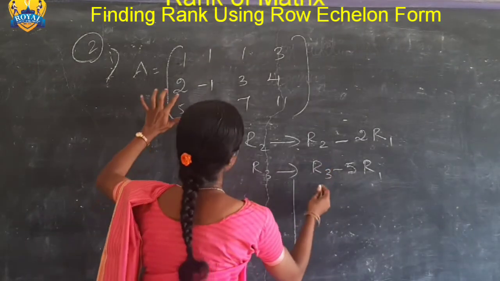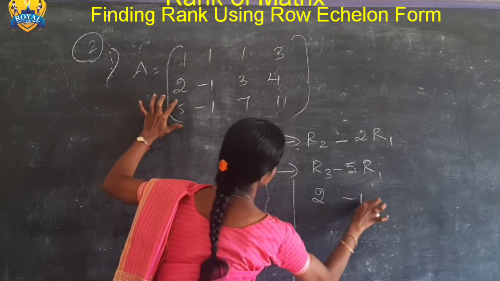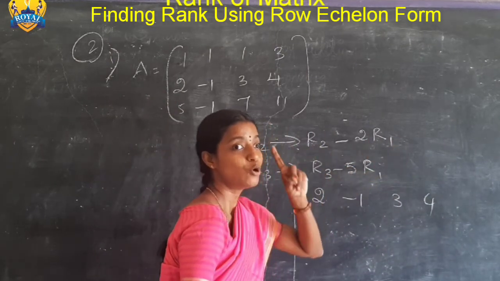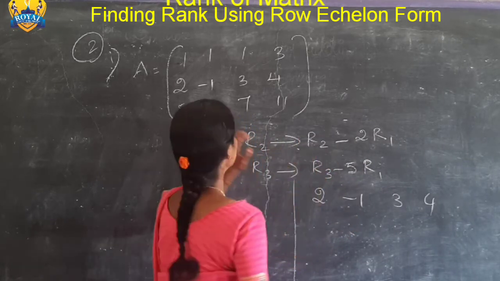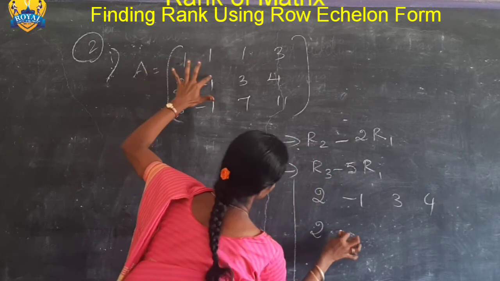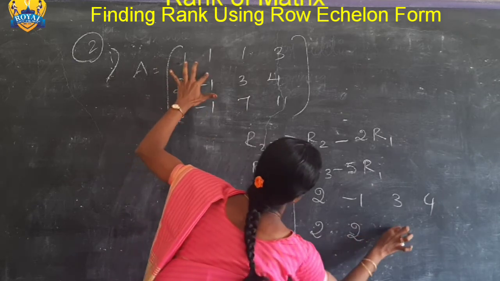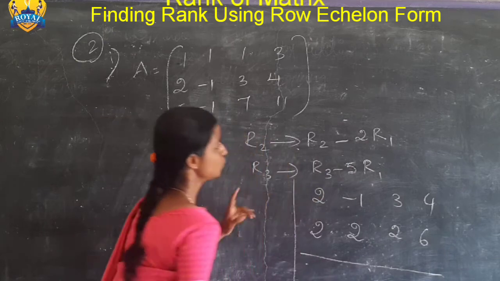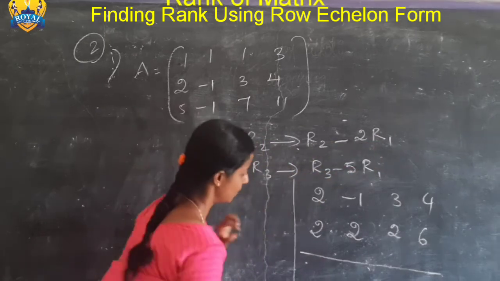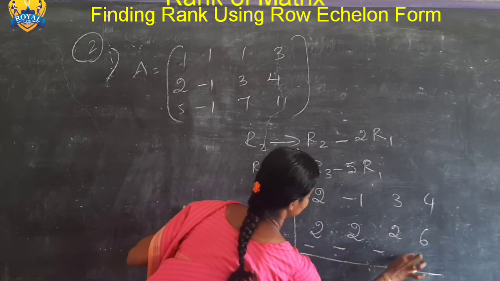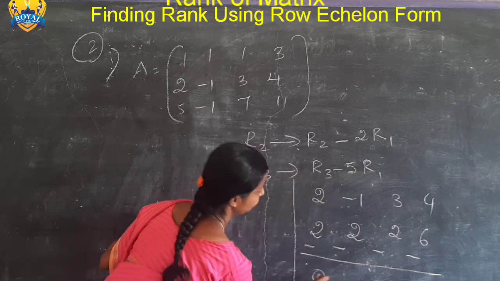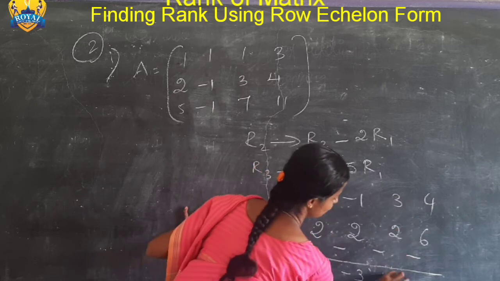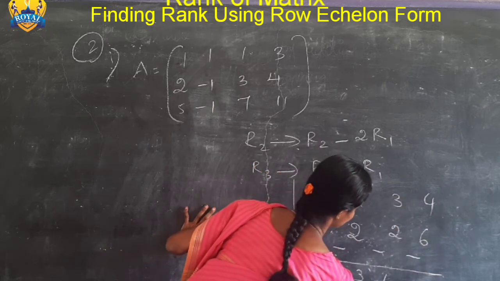So my R2, let me write R2 as such. Next, 2 times R1: I am going to multiply row 1 by 2. So 2 1s are 2, 2 1s are 2, 2 1s are 2, 2 3s are 6. Now what am I supposed to do? R2 minus 2 R1, I need to subtract. So 2 minus 2 is 0, minus 1 minus 2 is minus 3, 3 minus 2 is 1, 4 minus 6 is minus 2.